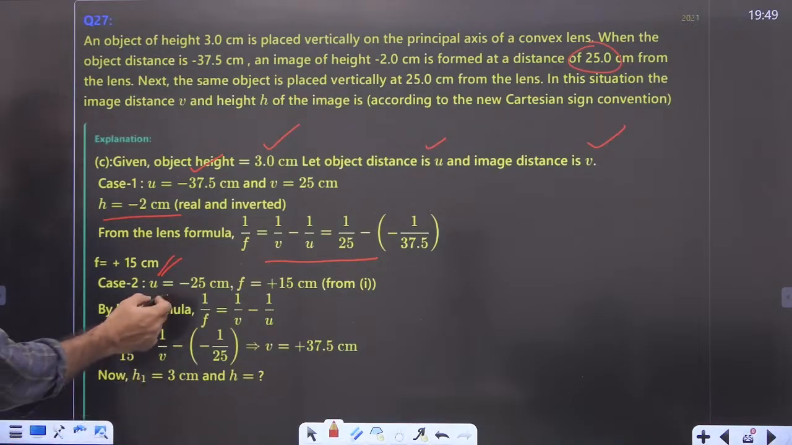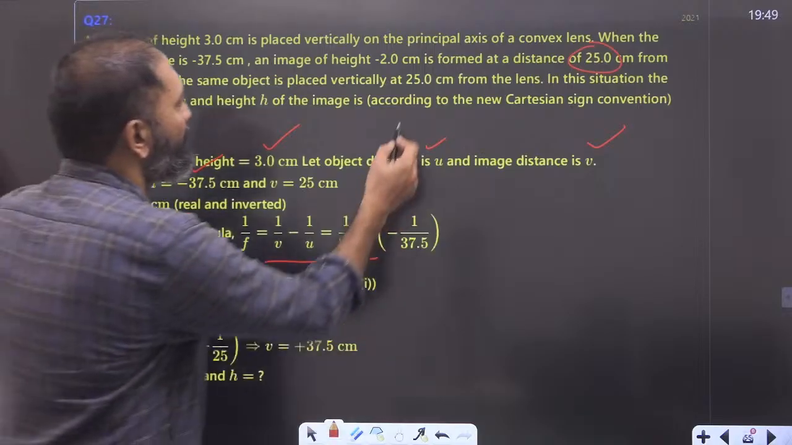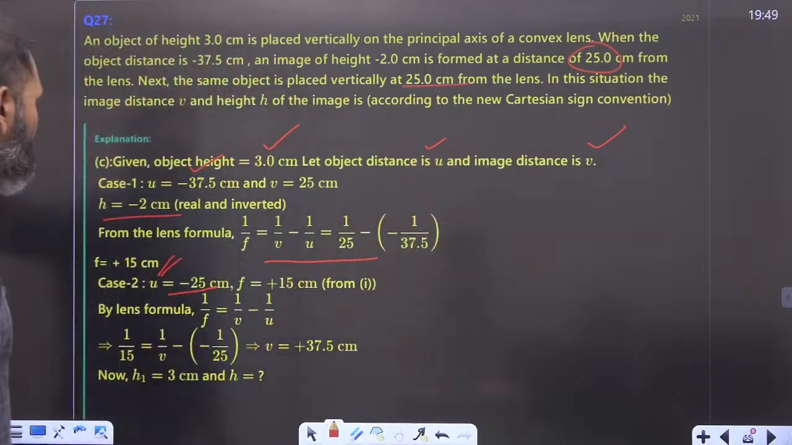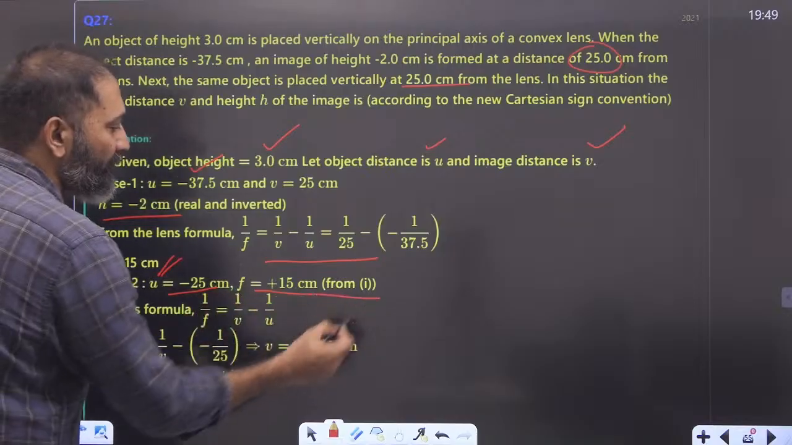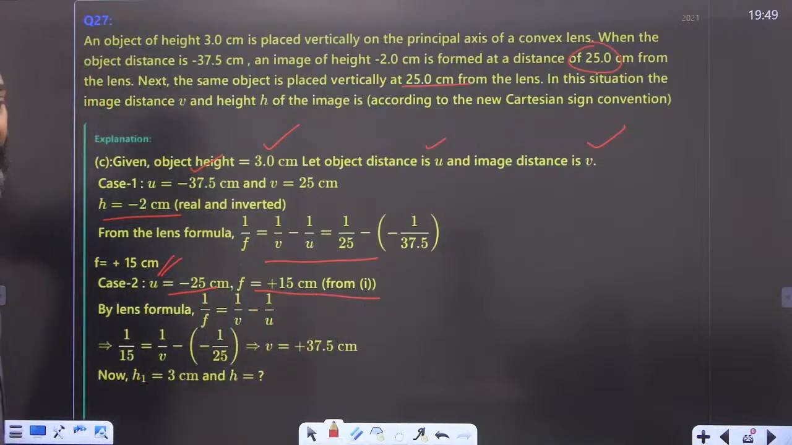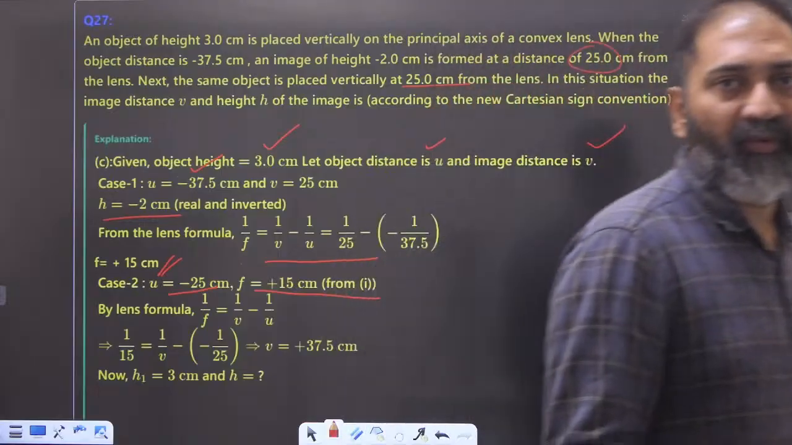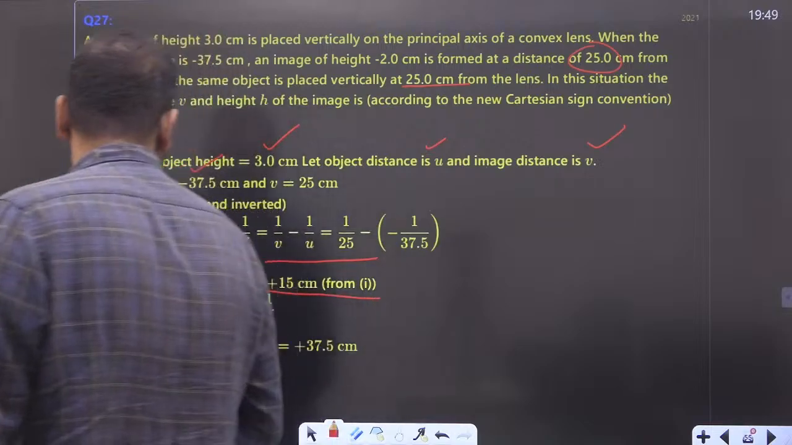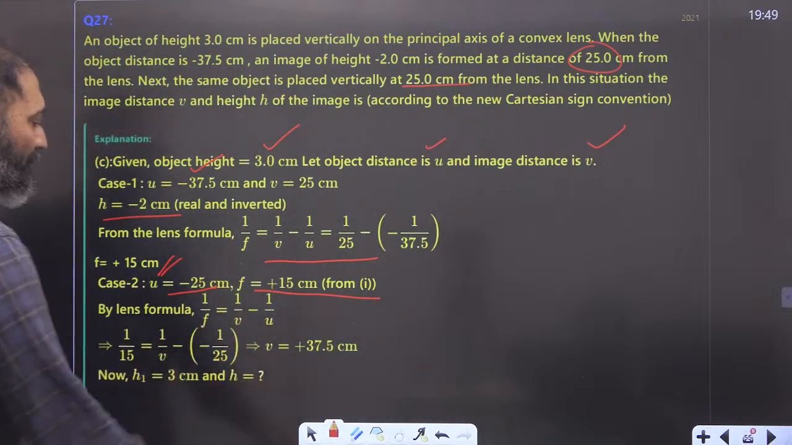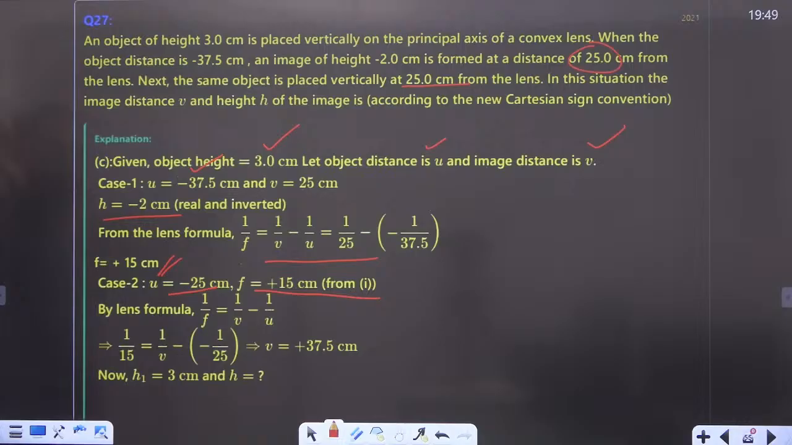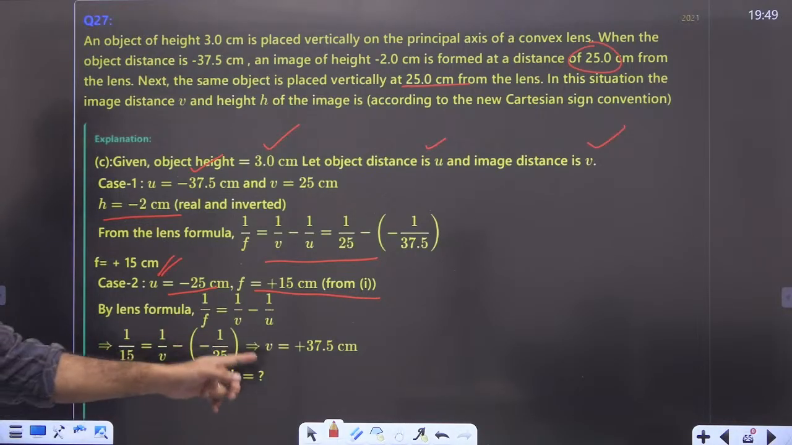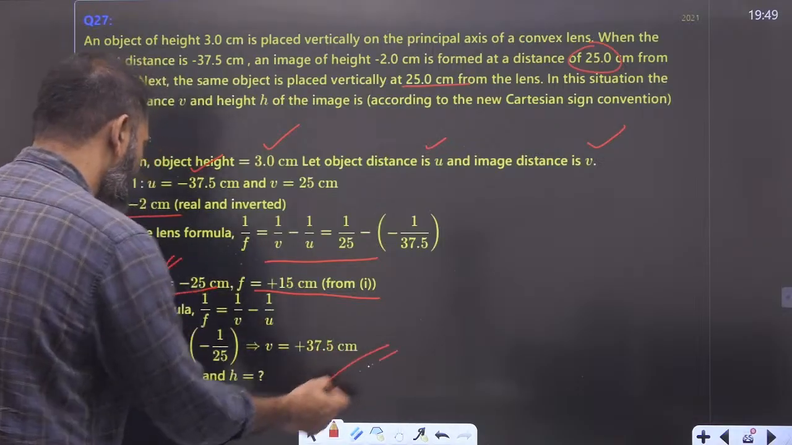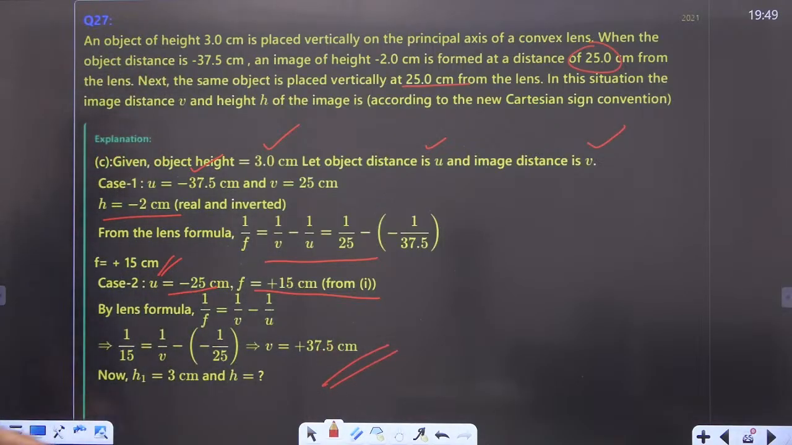Case 2, object distance is -25. Yes, it is given. In this situation, focal length is +15. Listen, for a given lens, focal length will always be the same. Focal length doesn't vary. That is a very important point. So you got the focal length of the lens. So 1/f is equal to 1/v minus 1/u. So 1/15 is equal to 1/v minus 1/25. You solve it, you will get 37.5. Please understand those steps.